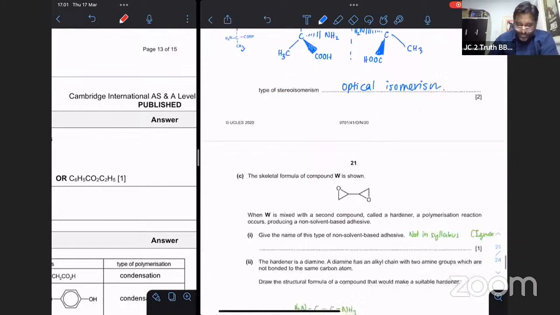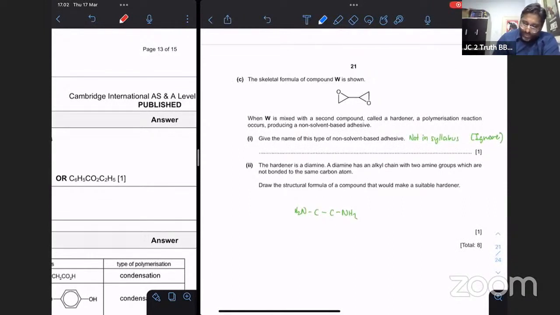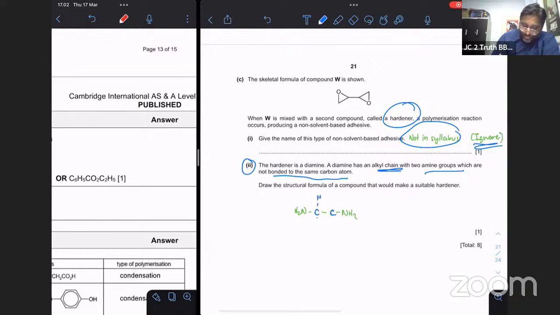Now, for this question, they say that you put with hardener, which is no longer in your syllabus. I'm just going to ignore this. But this one can be done quickly. The hardener is a diamine. They say alkyl chain with two amine groups which are not bonded to the same carbon atom. So you have different carbon atoms. So NH2, I just draw over here. If you want to skip this, you also can.